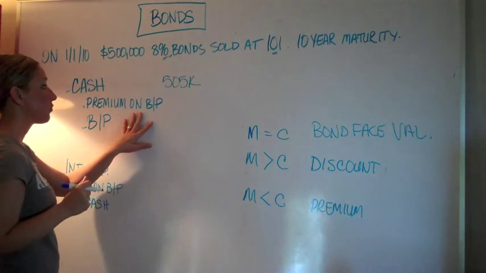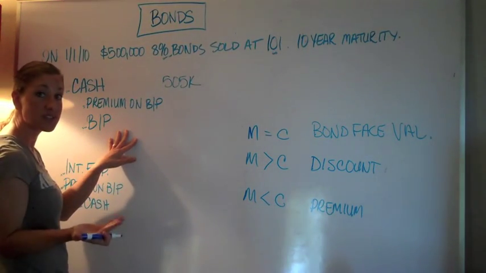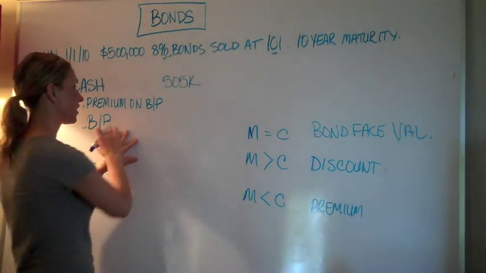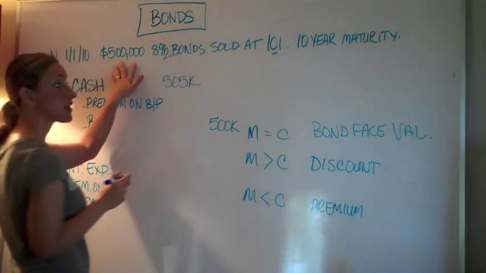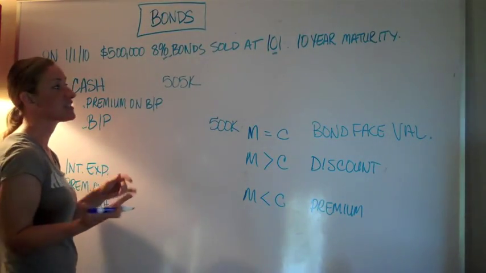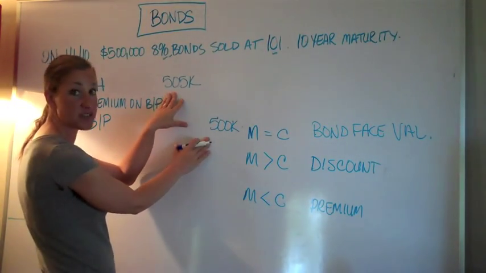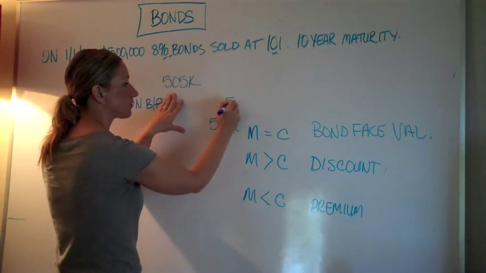Okay? The premium on that bond, remember, we're always going to list bonds payable at its face value. So we're going to credit that for the $500,000, which is this right up here. So the premium is going to be the difference between the two. 505 minus 500 gives us 5,000.